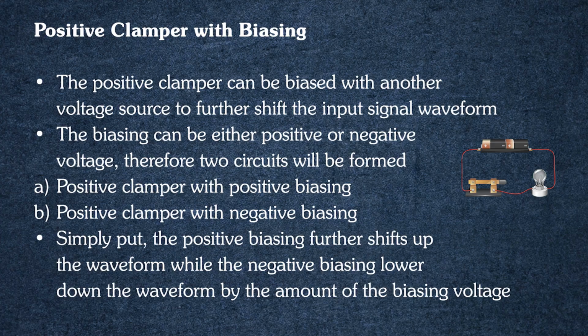As we have seen in the basic positive clamper circuit, the voltage obtained at the output is 2 Vm. So, what will positive biasing do? It will add voltage to the 2 Vm. And what will negative biasing do? It will reduce the voltage from 2 Vm. In this way, the biasing helps to further modify the waveform of the positive clamper circuit. Now, let us study one by one the two different types of biasing in the positive clamper.